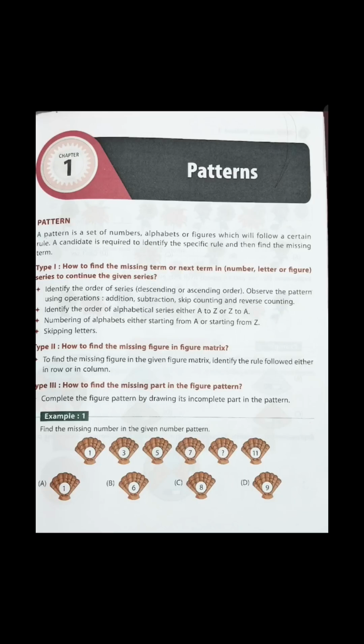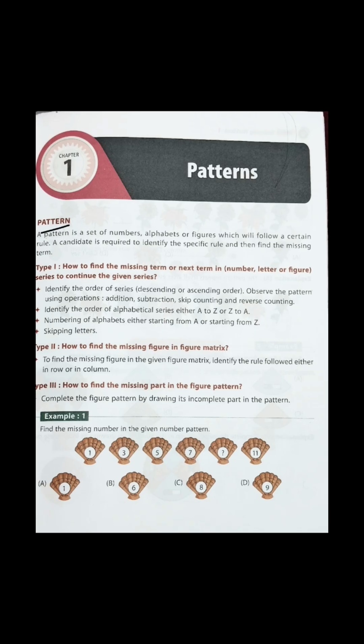Hello everyone, today we are going to learn patterns. So, let us see what are patterns. Here a pattern is a set of numbers, alphabets, or figures which will follow a certain rule. A candidate is required to identify the specific rule and then find the missing term.